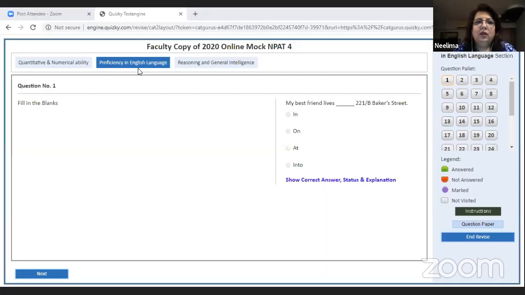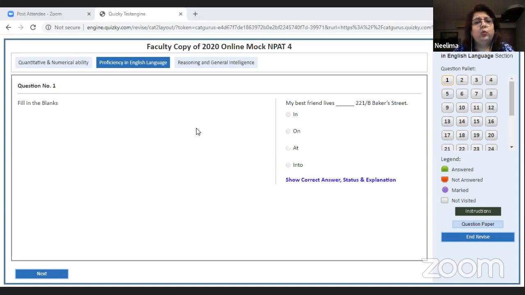I'll take you through the verbal section, called Proficiency in English Language in NPAT, and let's do the analysis of this section first. I'll just open the paper on your screens. Now, as you can see, children, the verbal or English section comprises 40 questions.